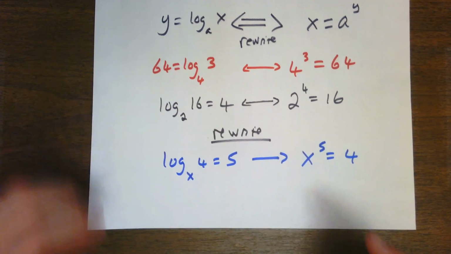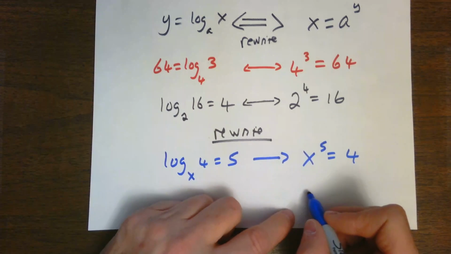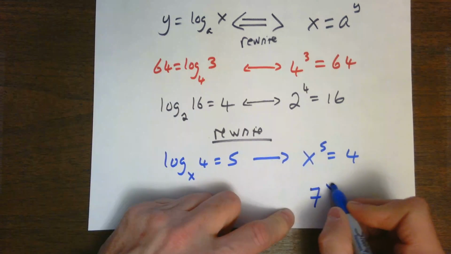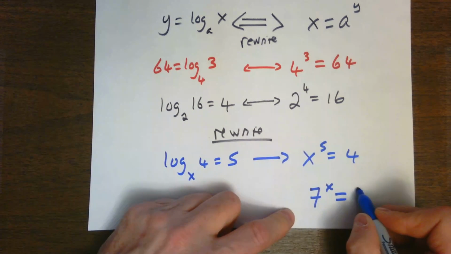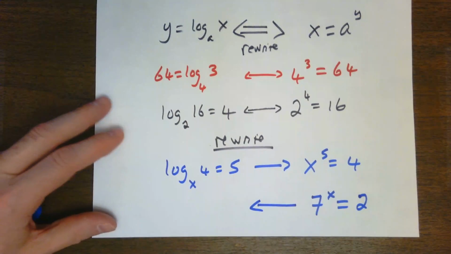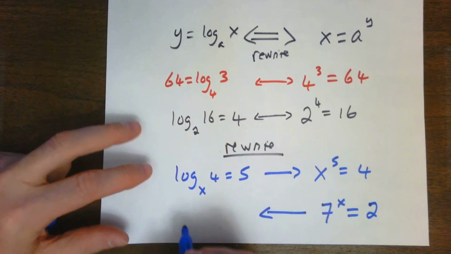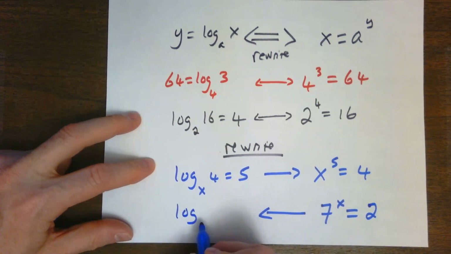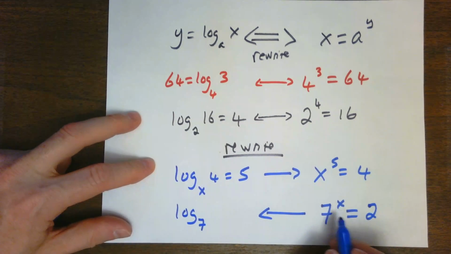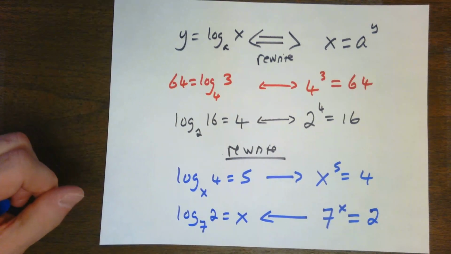All right, so now let's do it the other way around. Suppose I tell you that 7 to the x power is equal to 2. Rewrite that as a logarithm. That would be log base 7 of 2 is x.